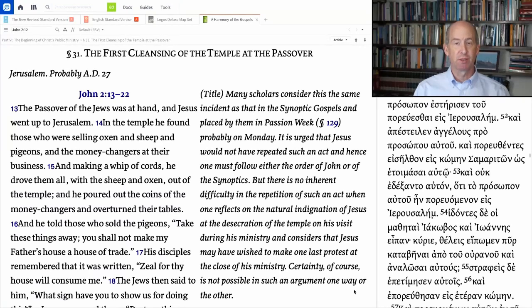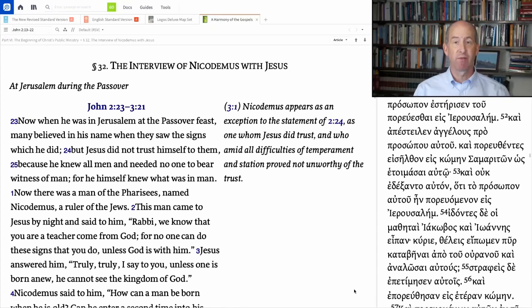Someone harmonizing the Gospels has a choice. Put it up front, like John does, put it at the end, like the Synoptics do, or, in this case, put them both there, so that Jesus cleanses the temple twice, once at the beginning of his ministry and once near the end. After clearing the temple, we have the exchange with Nicodemus. Now, this is all following the Gospel of John so far.